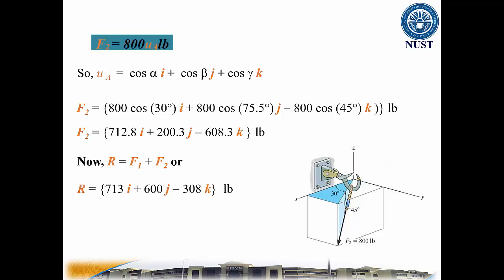Now adding the respective components of these two vectors, we get a resultant vector R, which is equal to 713i plus 600j minus 308k pounds.